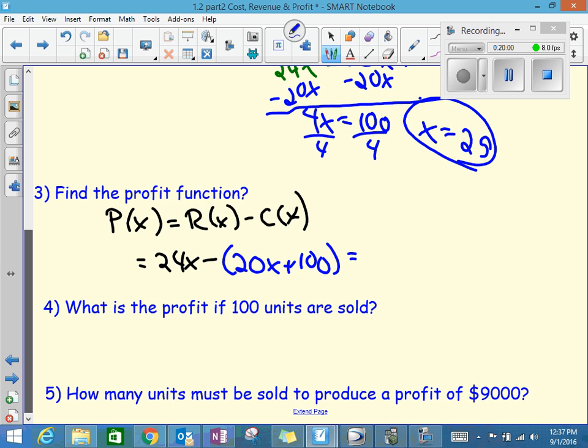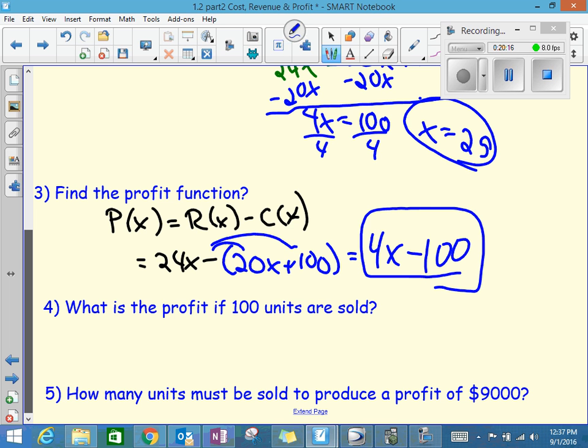So again, I don't want you to leave it like this. I will take off if you don't simplify it and combine like terms. So you have to distribute that negative, right? And we get 24x minus 20x is 4x minus 100. Okay? So that's our profit function.